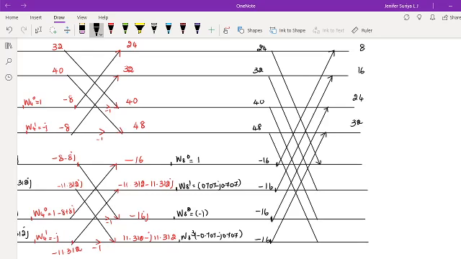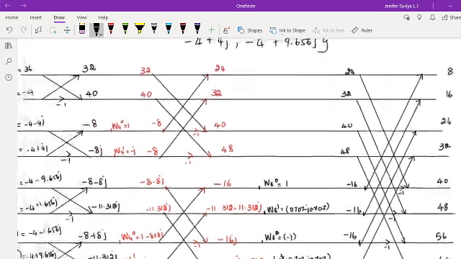And now we are going to perform this subtraction. So 24 minus of minus 16, that will be plus 16, so this will become 40. 32 minus of minus 16, that will become 32 plus 16, that is 48. And then 40 minus of minus 16 is equal to 56. And finally 48 minus of minus 16 is equal to 64. So we have got this answer.